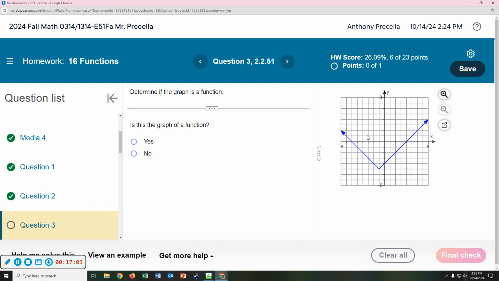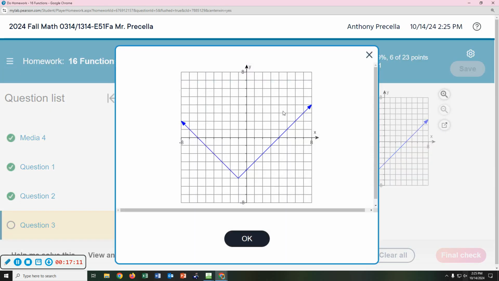Can you draw a vertical line so that it hits this V in 2 spots? I think no matter where you draw it. See if you pop it out and make it even bigger. I don't care where you draw it. Are you going to hit the graph twice if it's a vertical line? Look at all the little vertical lines. Do any of those vertical lines hit the graph twice? No. So this is an example of a function.